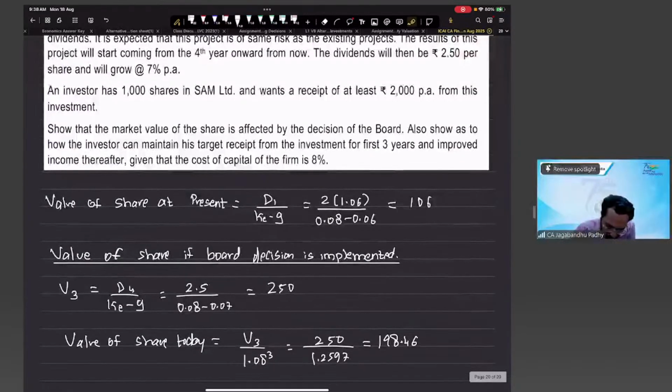So this is the value of the share that we have. We can see the market value of the share is affected by the decision. Of course, due to the decision of the board, the market price is definitely increasing. Now we have this investor who is holding 1,000 shares, and he definitely needs 2,000 as a cash flow every year. Now the company is definitely not going to pay any amount of dividend, but he wants a receipt of at least 2,000.